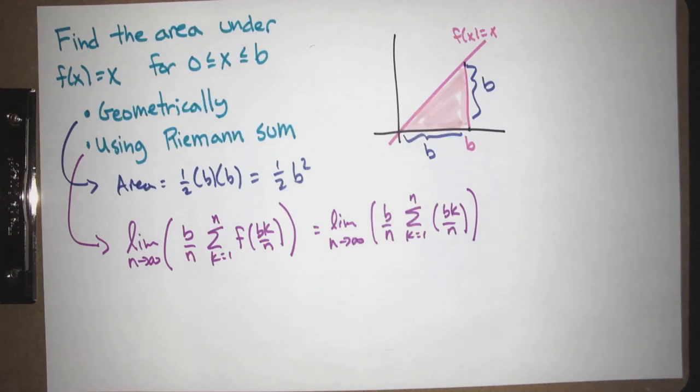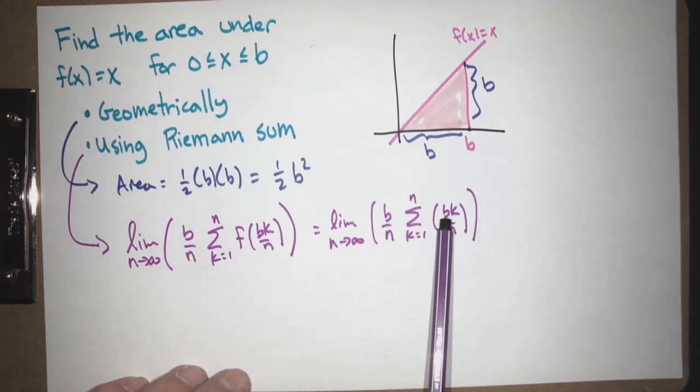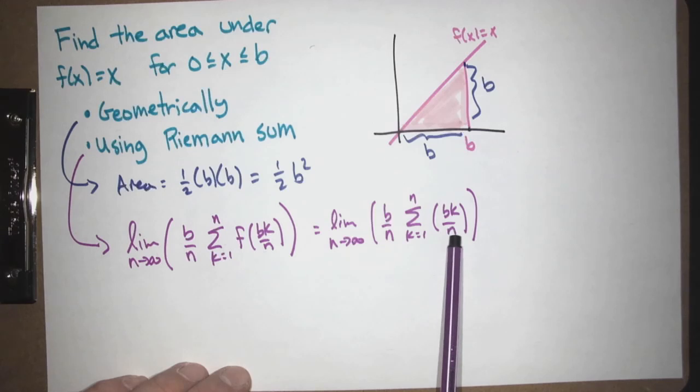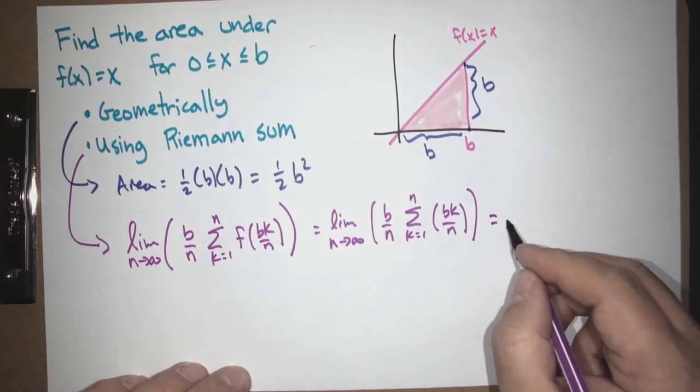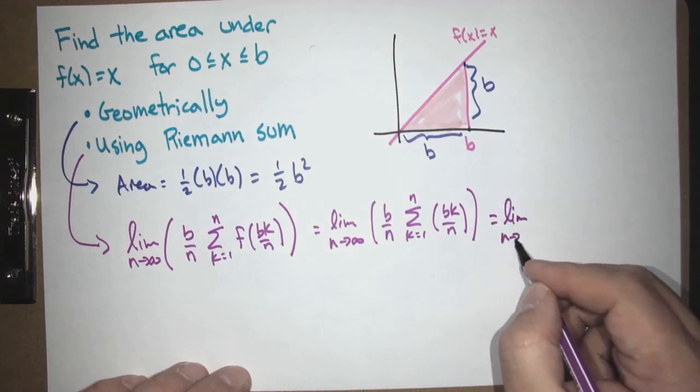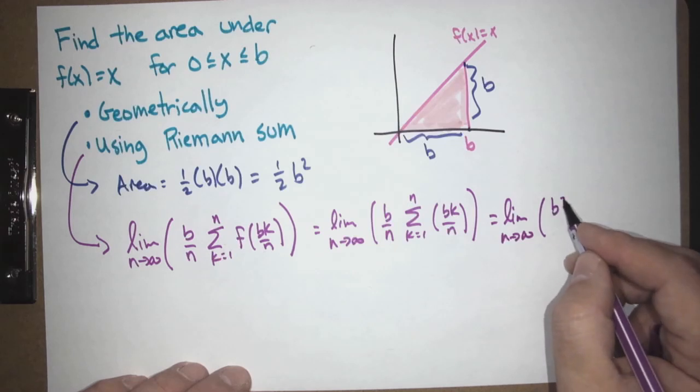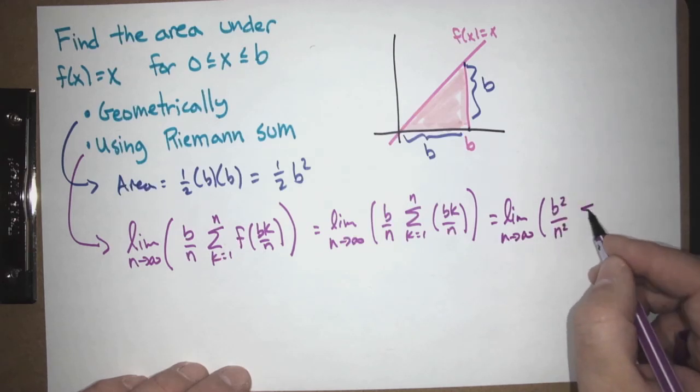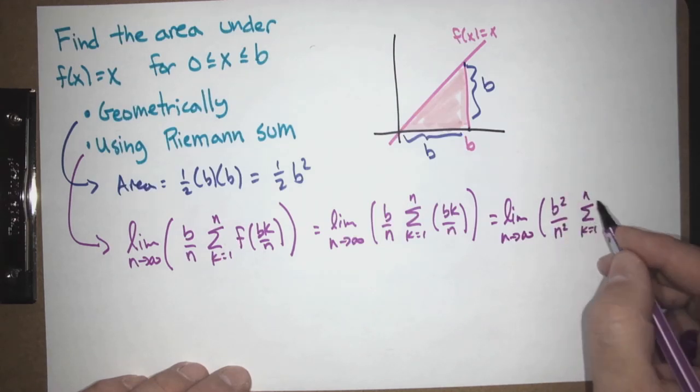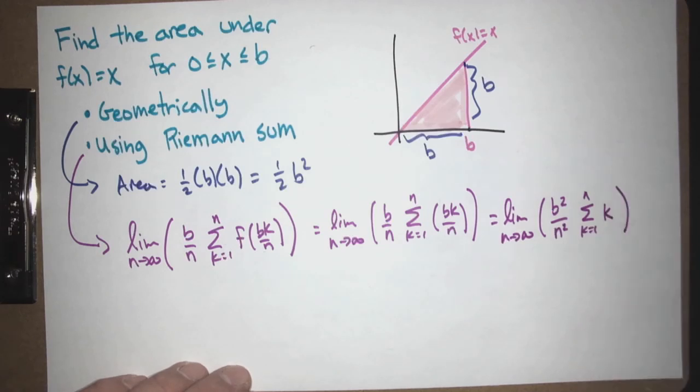Now, notice here this sum talks about k. So anything which doesn't have a k, I can treat like a constant. So I can pull out the b, because that doesn't depend on k, and I can pull out the n. So this is the limit as n goes to infinity of b squared over n squared times the sum k equals 1 to n of k.